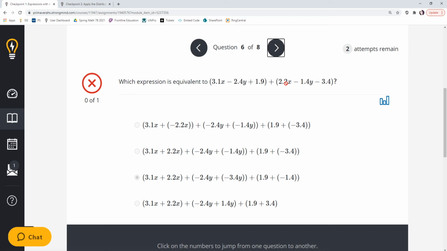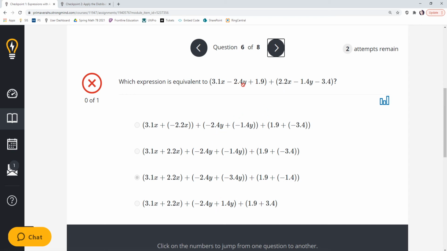Both of them are positive, right? There's no negative sign attached to either of those. So when I'm looking through my answer choices, I'm looking at these three here because all three of these have both positives. It is not this first one because this negative 2.2x is not the same as this. Okay. So let's look at y's.